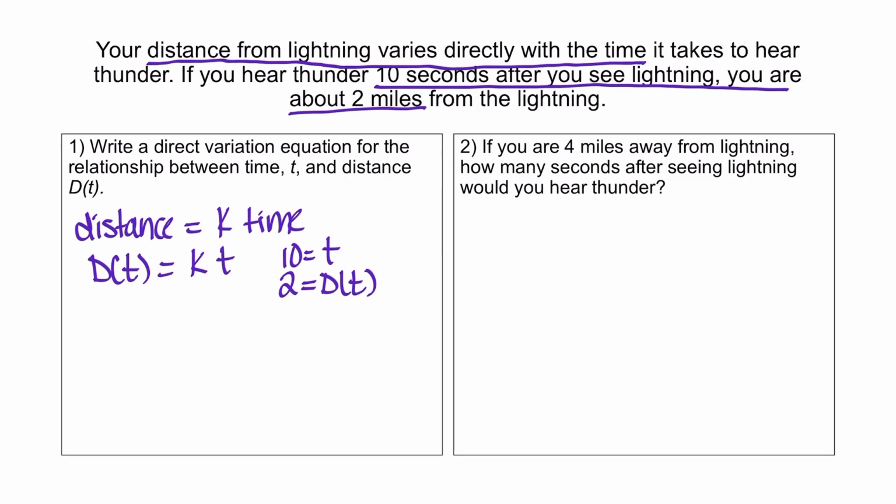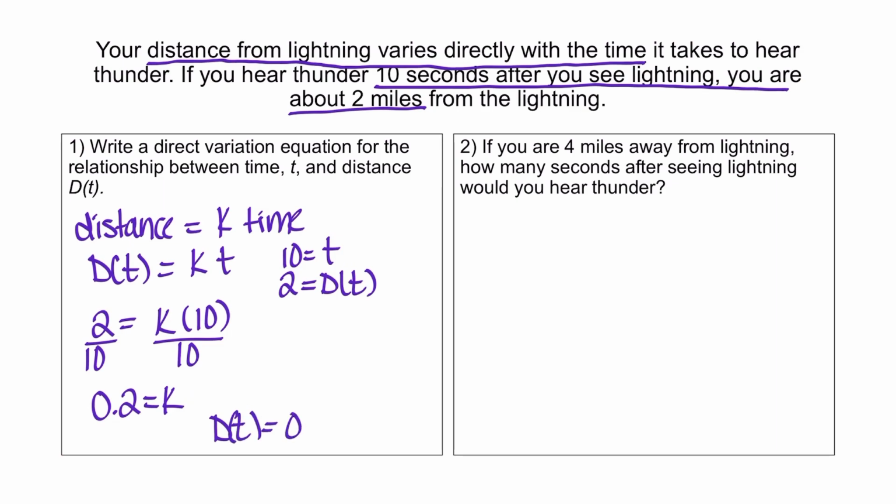So I have 2 equals k times 10. So now to solve this problem, I'm going to need to divide both sides by 10. So I'm going to divide this by 10 and this by 10. So 2 divided by 10 is going to give me 0.2 equals k. So my equation will be d of t equals 0.2 times t.